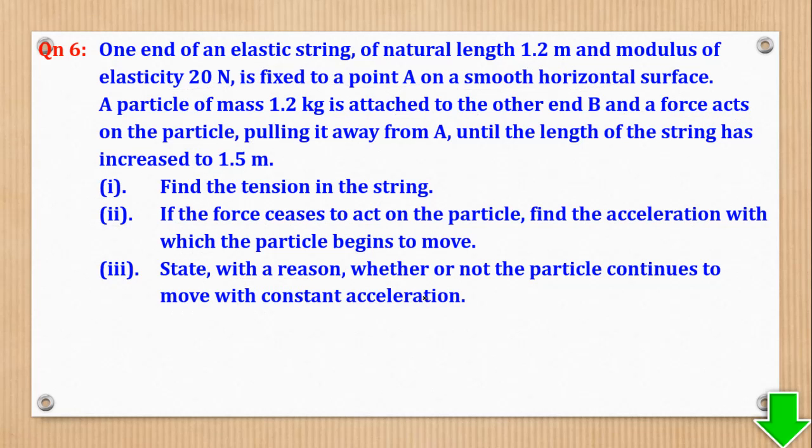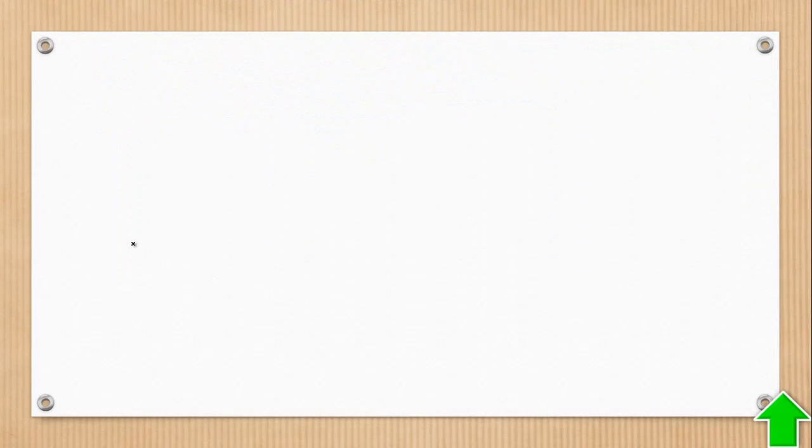So the previous questions 1 to 5 have been to make you well versed with the formula T equals lambda x over L. Now we have to see how to apply it in a more advanced way, the questions which are examinable. So now let's get started.